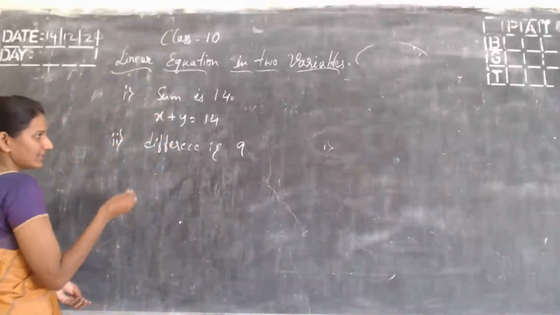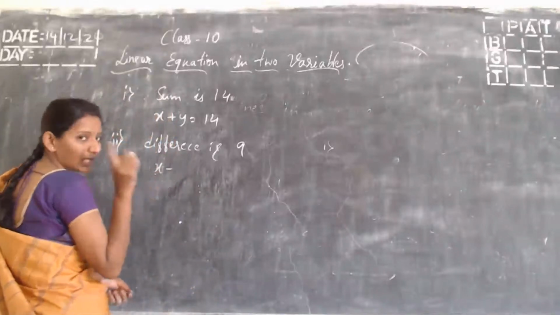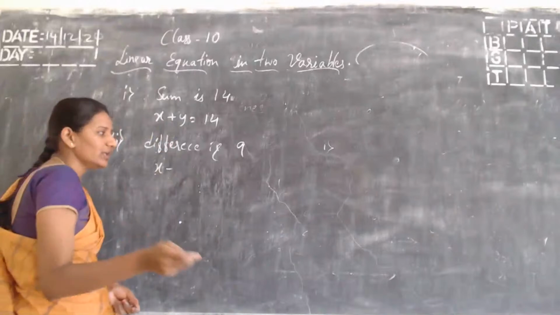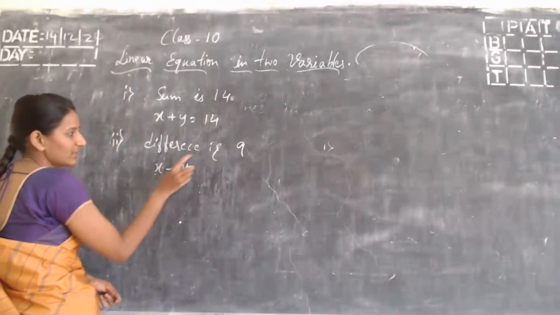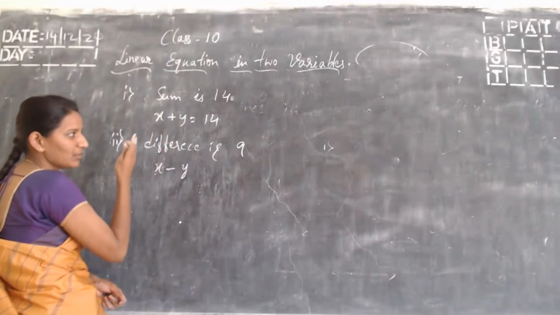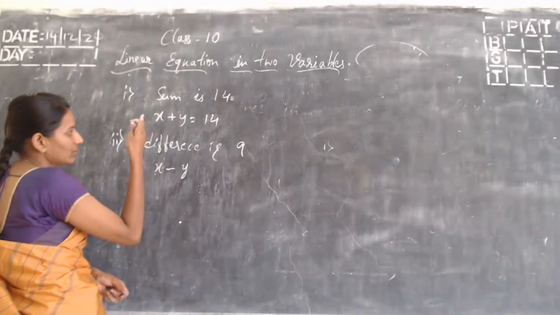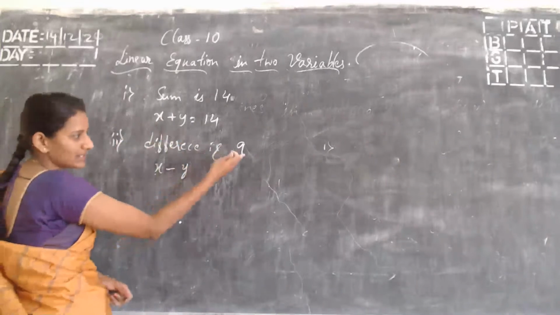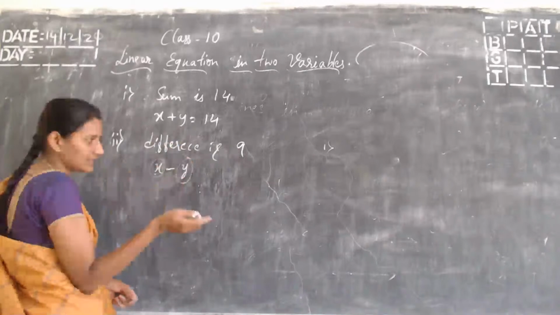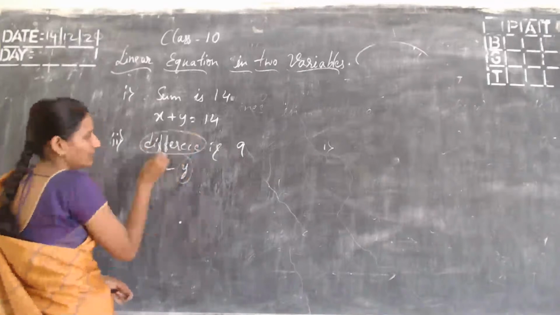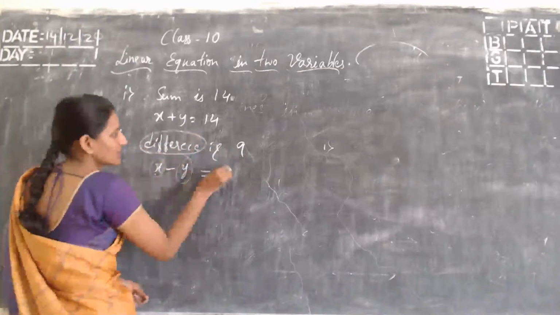See here, difference is 9. We have to take how many variables? Two variables, that is x and y. So the difference of two numbers is 9. Means we have to take x, y, two variables, and connect them with difference, which is equal to 9.